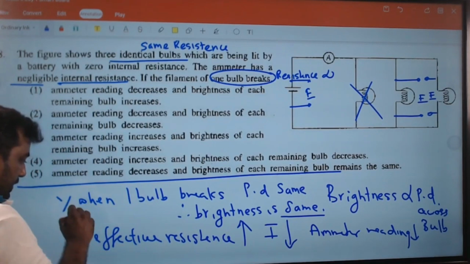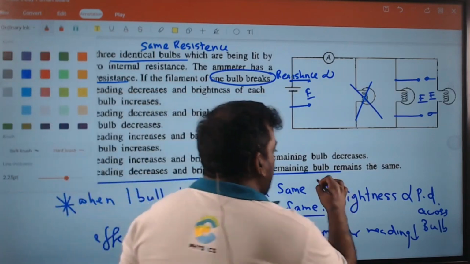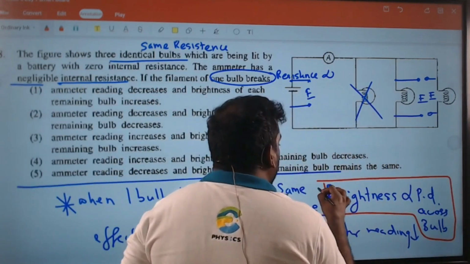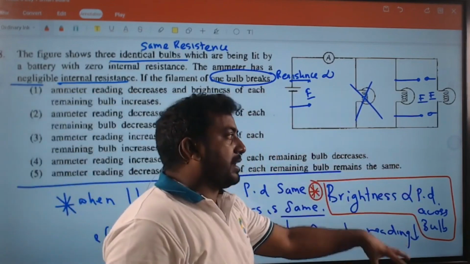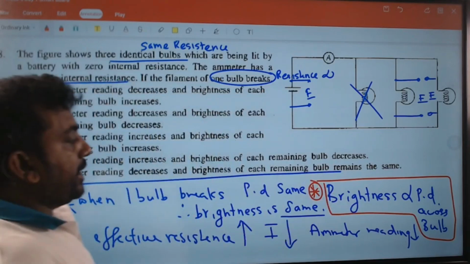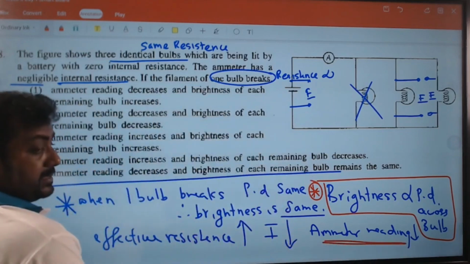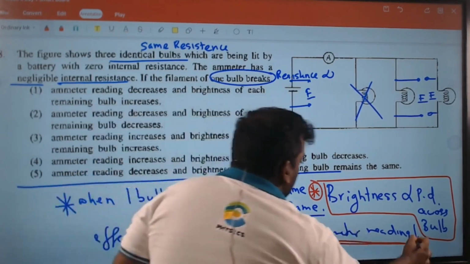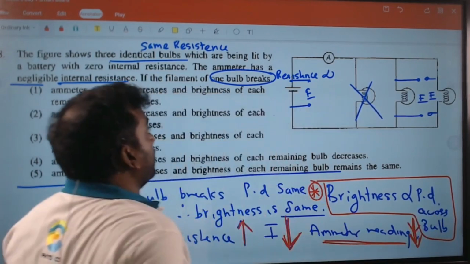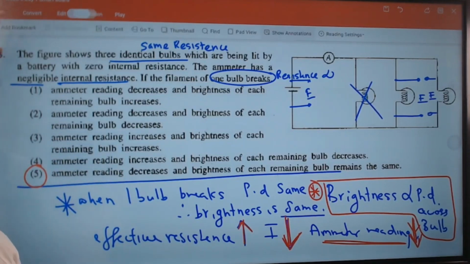Don't forget this. Brightness depends on potential difference across the bulb. Potential difference same means brightness same. Ammeter reading depends on the resistance. Effective resistance increases, current will reduce, ammeter reading also will reduce. Correct answer, answer number 5.